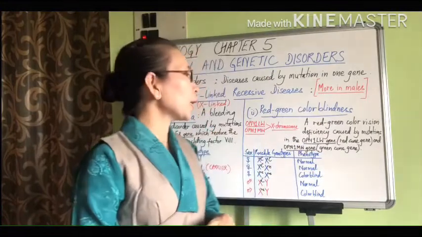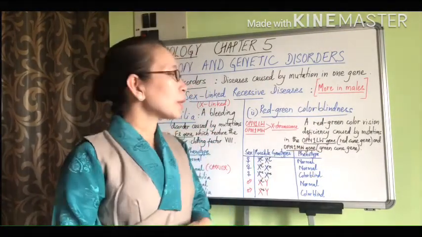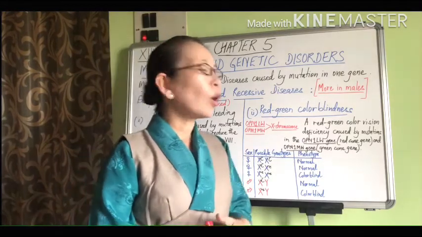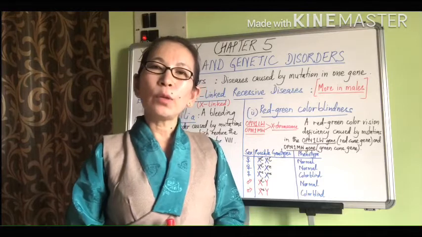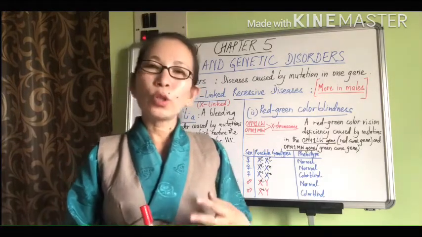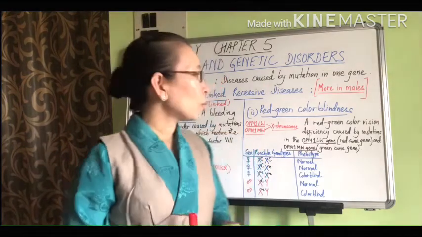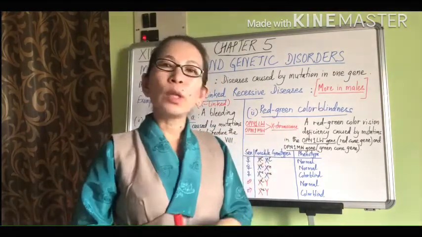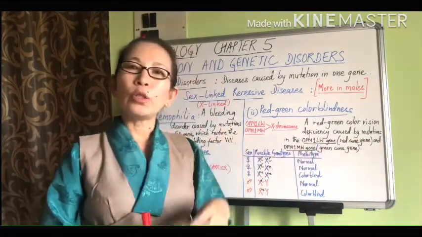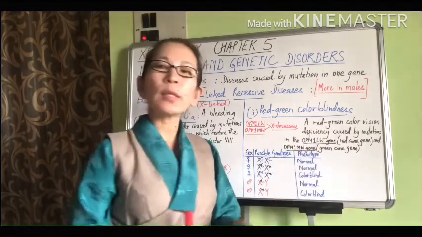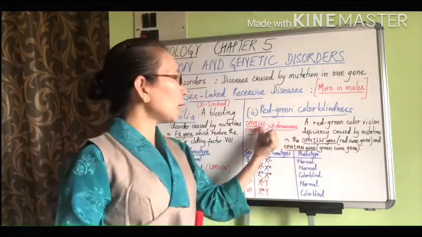Another example of an X-linked recessive disease is red-green color blindness. Now, this is a condition where individuals have problems in differentiating between the shades of red and green color. Now, we know that our retina has 3 principal cone cells: red, green and blue cone cells. In individuals with red-green color blindness, they have a mutation in 2 of the genes responsible for the red cone and green cone. The gene which is responsible for the red cone is called the LW gene.